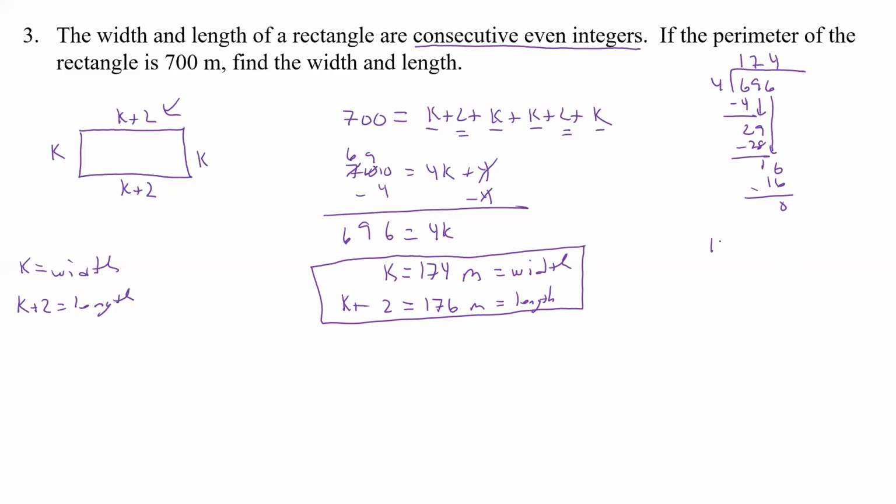Does 174 plus 174 plus 176 plus 176 equal 700? Well, I don't know. So those two and those two, that's 10 plus 10 is 20. So it's 0, that's 2. 7 times 4 is 28, 29, 30. So it's a 0 and that's a 3. 3, 4, 5, 6, 7. That equals 700. So it does check.